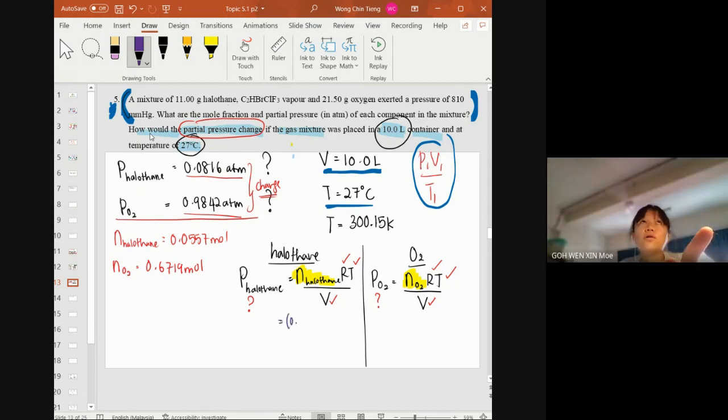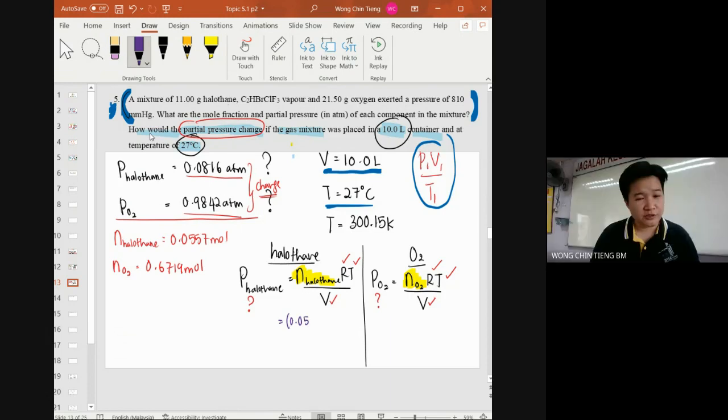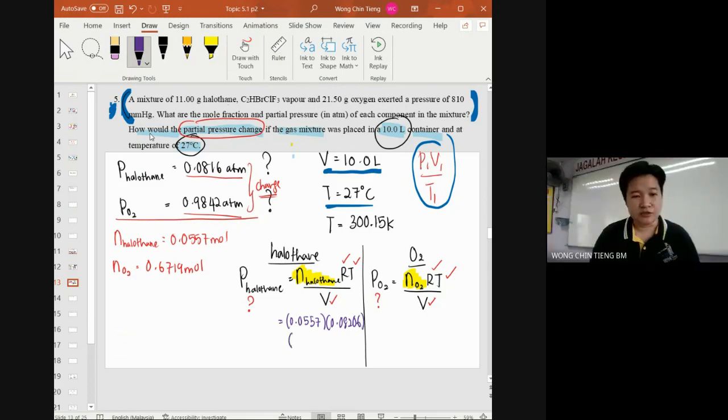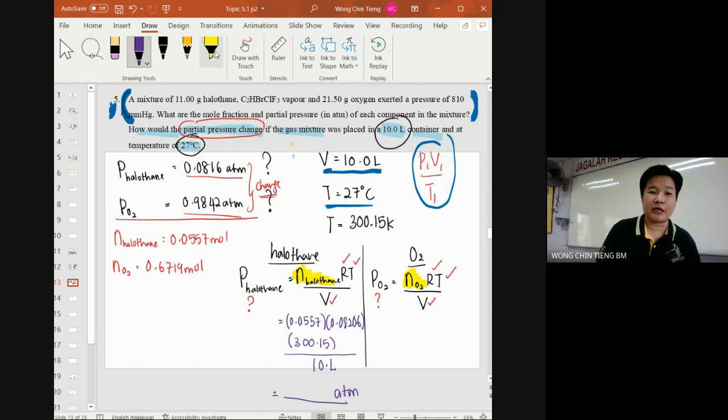0.08206. Alright, 0.08206 means your pressure calculated will be in what unit? ATM. So temperature 300.15 Kelvin over the volume 10 liter. Okay, you will then have your answer calculated in ATM because you decided to use your R is 0.08206.